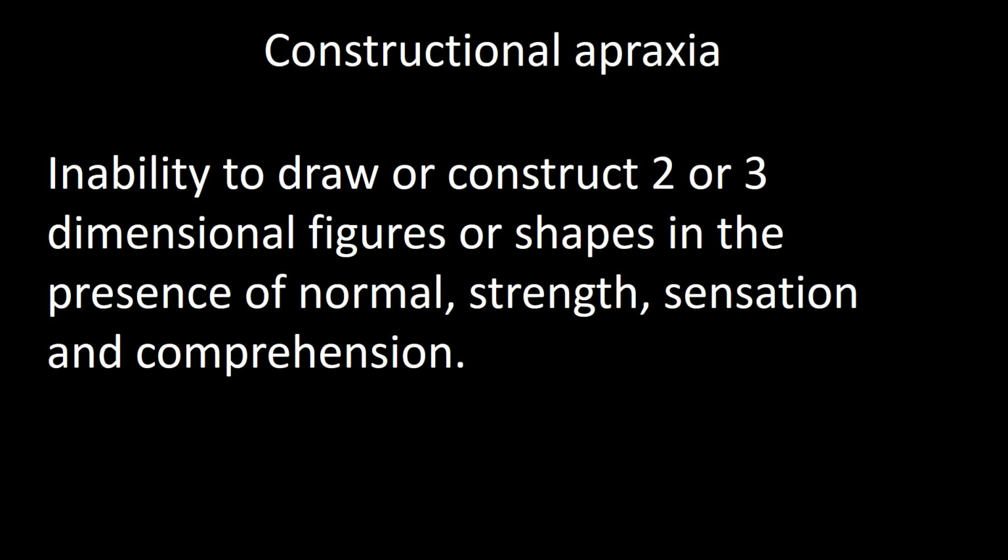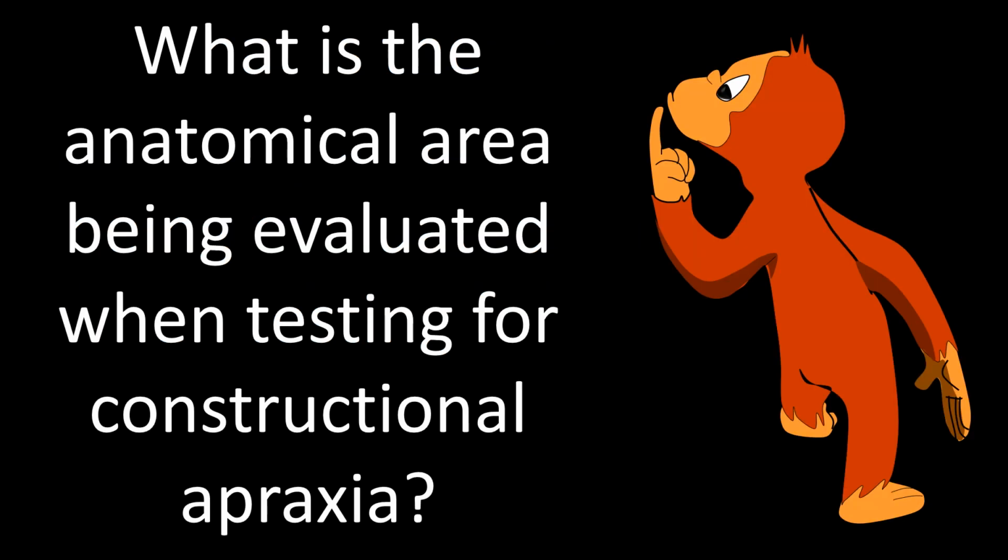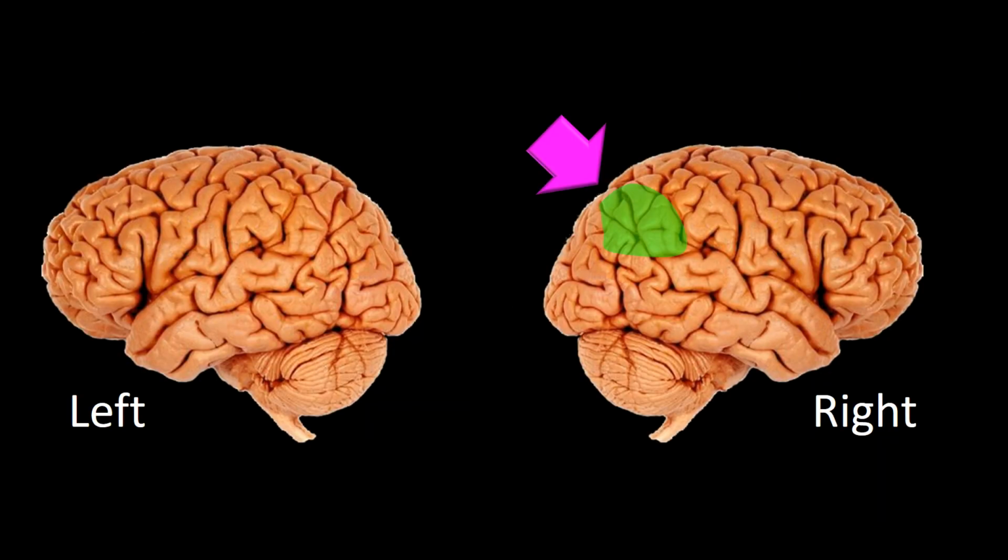The primary deficit in constructional apraxia appears to involve the ability to perceive and imagine forms more than a deficit in the ability to perform the motor activities required to do so. The anatomical area most likely being evaluated when testing for the possibility of constructional apraxia is the posterior parietal region of the lateral surface of the right hemisphere, as it is for neglect.